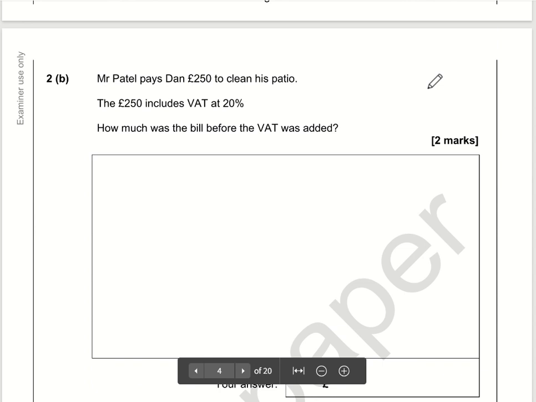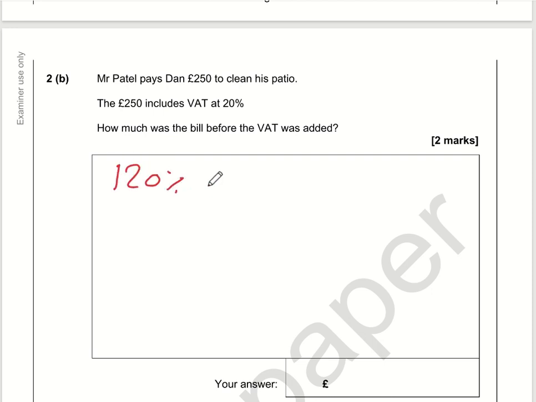Okay, part B. It's often very confusing with VAT. We had a price and then we added 20% of that amount on top of it. So we had the full amount, 100%, plus VAT at 20%. So what we need to bear in mind is that £250 is 120%. So what is the 100% when 120% is £250?